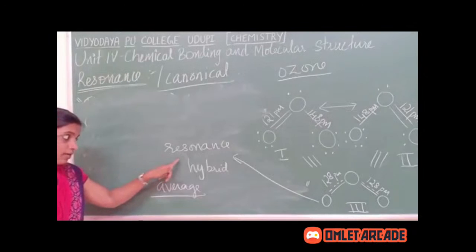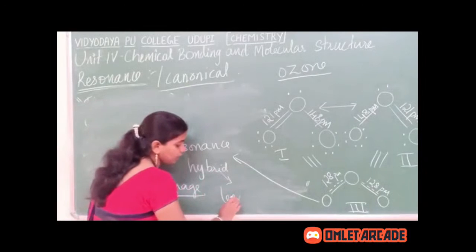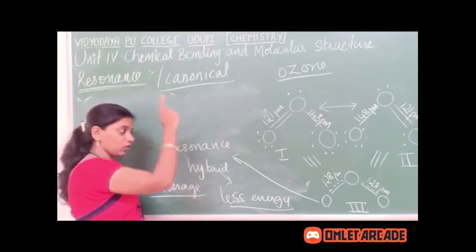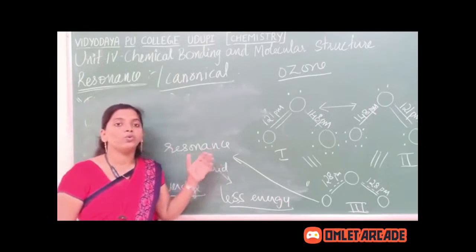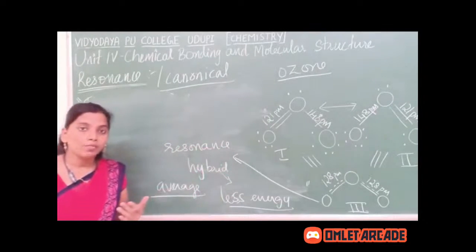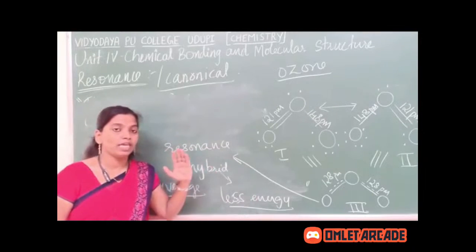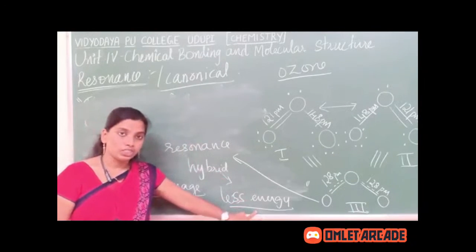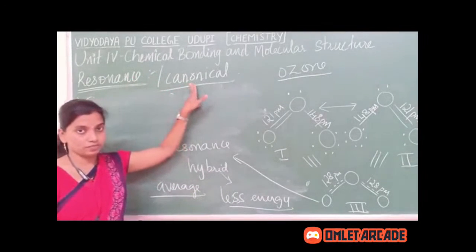The resonance hybrid has less energy compared to the resonance structures. Therefore, resonance gives stability to the molecule. If a molecule has resonance structures, it means the molecule will be stable, because the resonance hybrid explains the properties of the molecule. The resonance hybrid has less energy compared to the resonating structures or canonical structures.